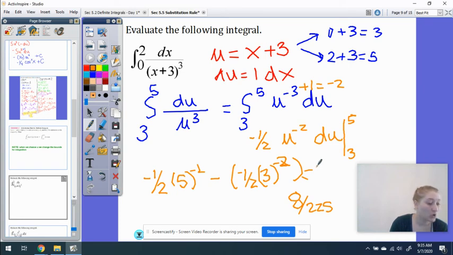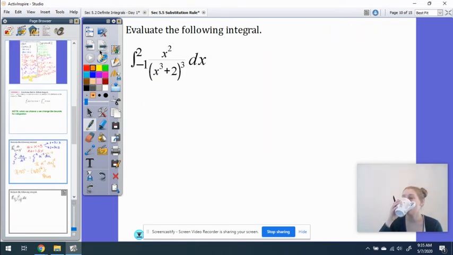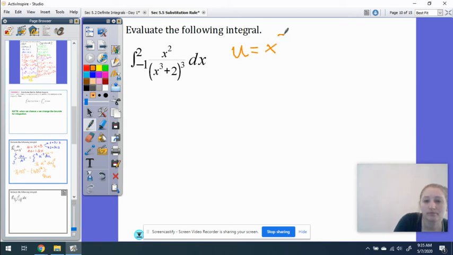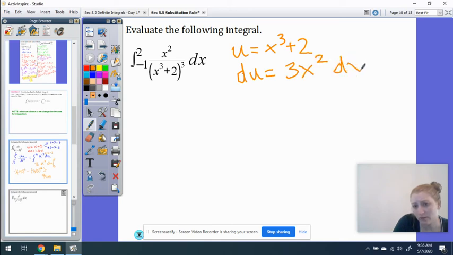All right, so let's do another one. Okay, so in this case, I want you to let u be x to the third plus 2, which means du is going to be 3x squared dx.